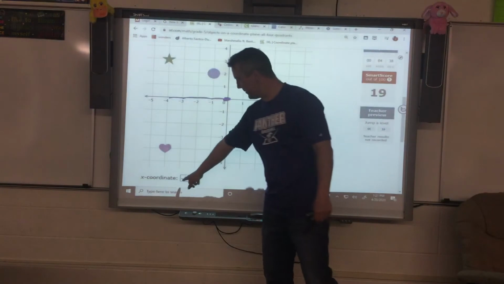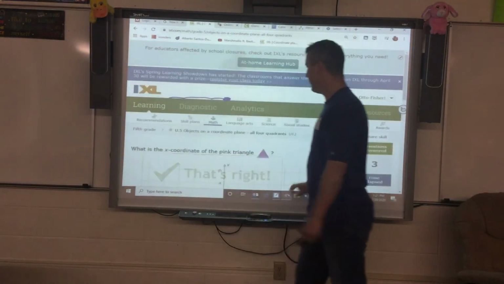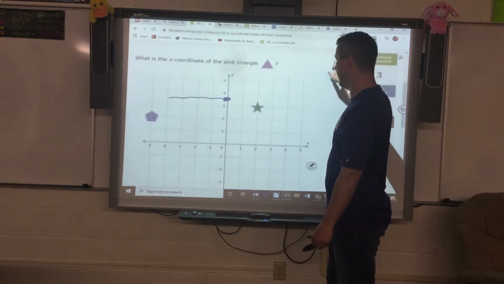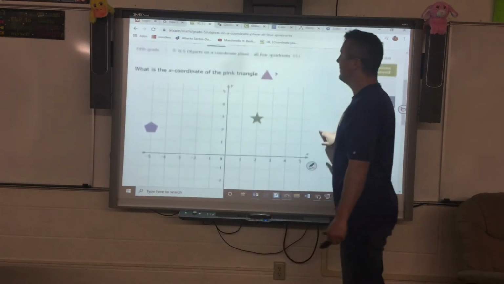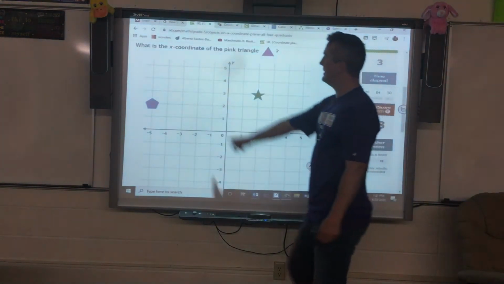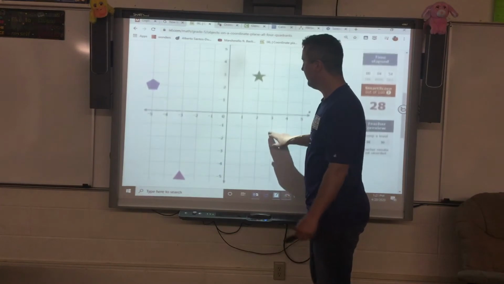-4. Make sure it shows up here because you're going to get frustrated if you type in just 4. Okay. Let's see if they give you more negative numbers. X coordinate of the triangle. Yes, we'll do another one of these, okay? Last one of this one, we'll switch up. So, what is the x coordinate, not the y, what is the x coordinate of this pink triangle?